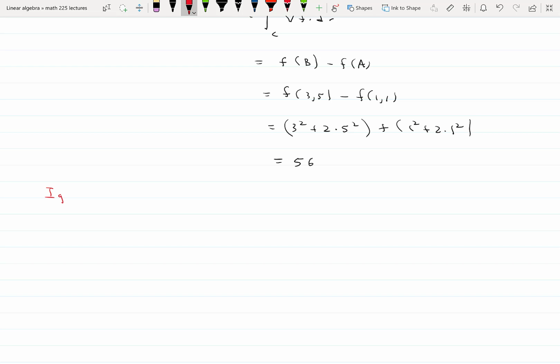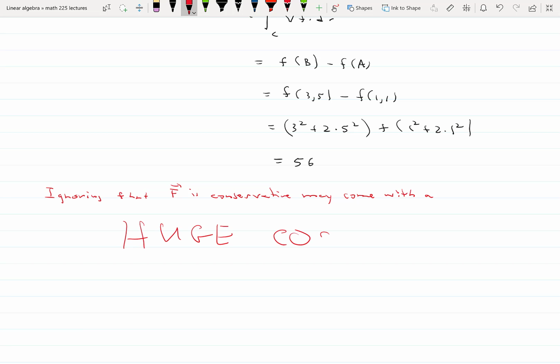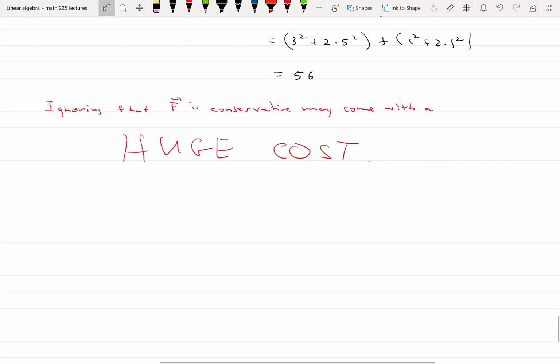Ignoring that the force is conservative may come with a huge cost. The worst case scenario is that it would be impossible for you to evaluate the line integral directly. For our case, the cost isn't so bad. Let's see, this is good practice. Let's evaluate this work integral directly.